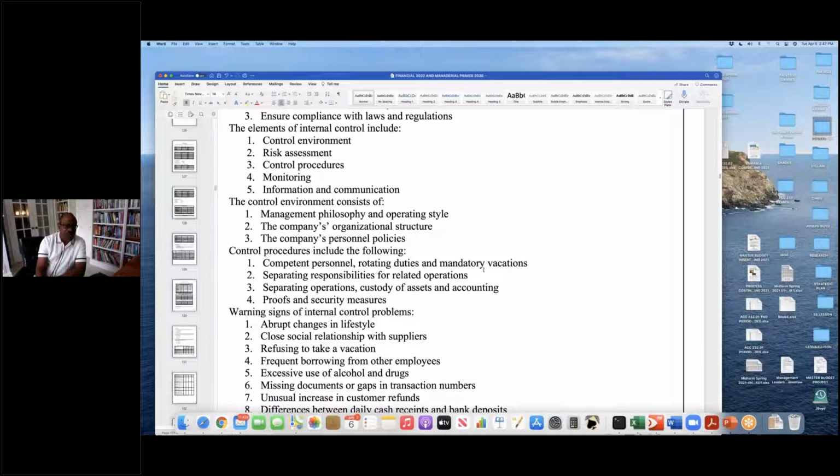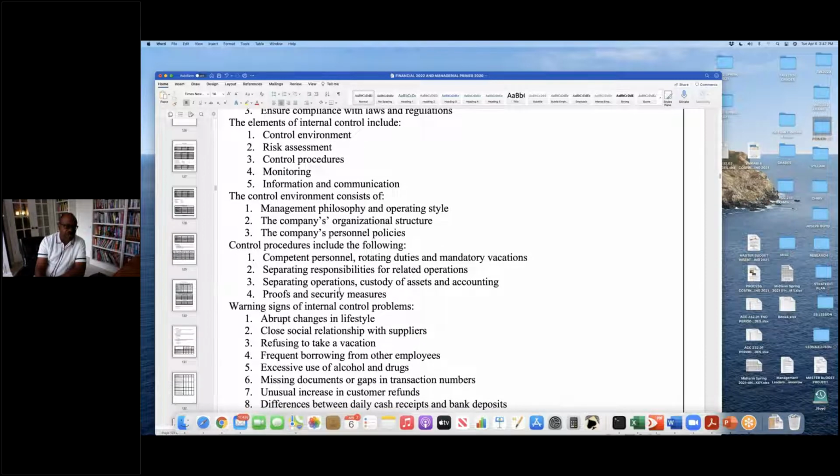Then the procedures. You should rotate people and have mandatory vacations. You got to separate responsibilities. You saw that with the cash. You separate operations and custody of assets. That is, the person making the journal entries should not have custody of the assets. And you need proofs and security measures.